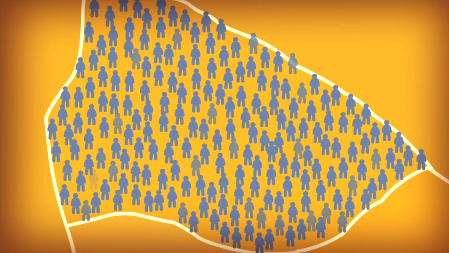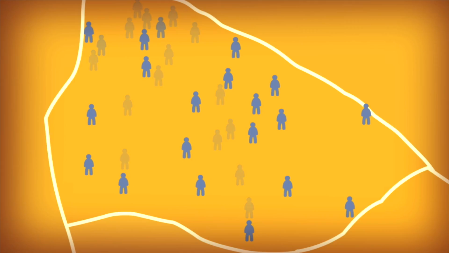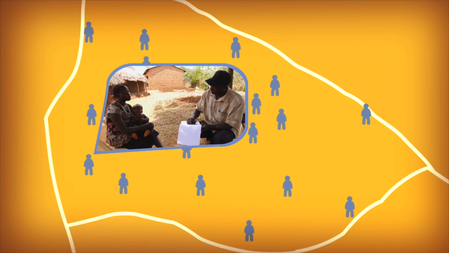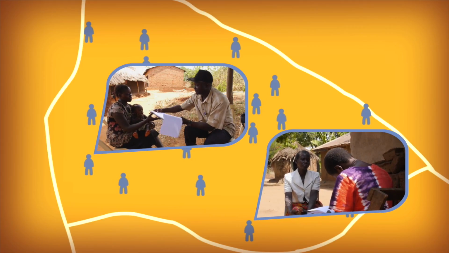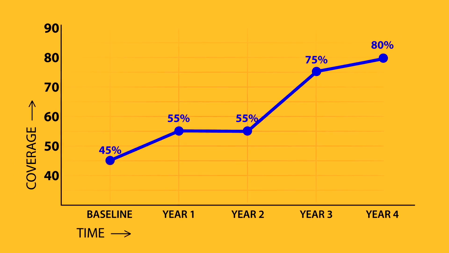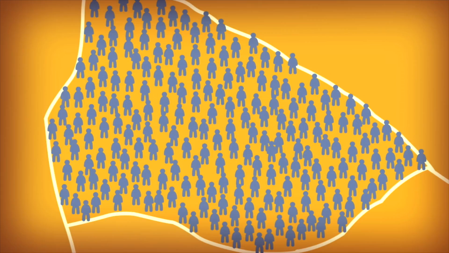Instead, we use a technique called random sampling. A wonderful thing about random sampling is that by taking just a few people and asking them questions, we can learn about the bigger picture, our overall coverage. The few can describe the whole. Now, let's see how this works.